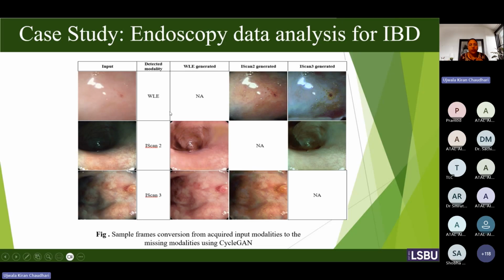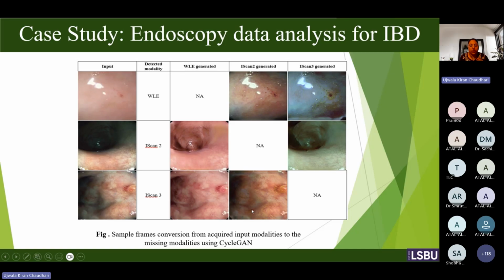Okay, so this is how the generators, or you can say the cycle, can help us generate the modality which has not been existing. One takes iScan 2 as an input, generating the white light and then iScan 3. Then iScan 3 as an input generates the white light and iScan 2.